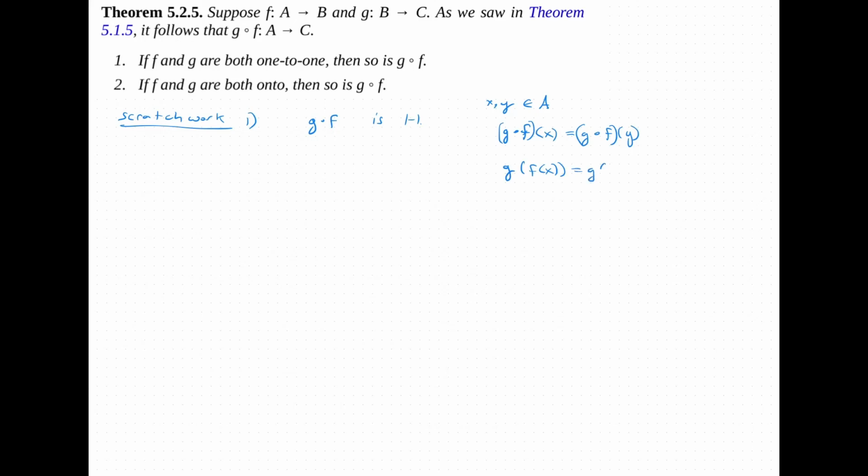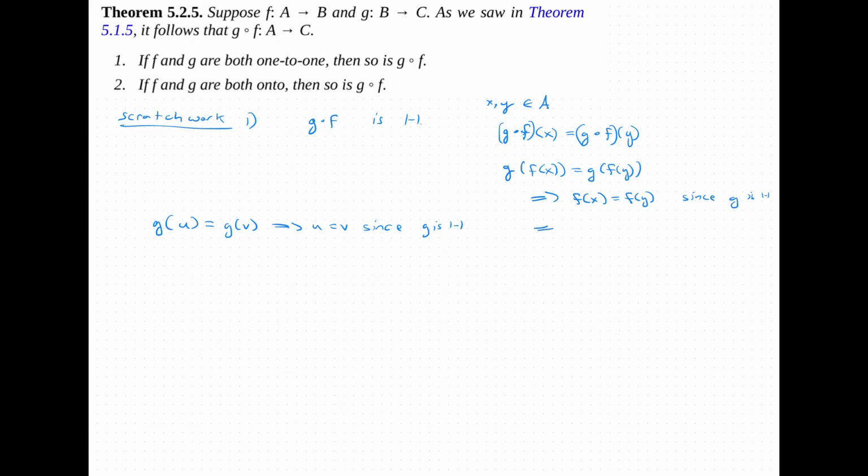And this is g of f of y. But now, we know that g is a one-to-one function. So that tells us that g of, say, u being equal to g of v implies that u is equal to v, since g is one-to-one. So if we think about this here as f of x being u and f of y being v, this is telling us that f of x is equal to f of y, since g is one-to-one.